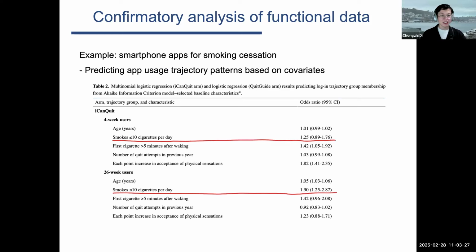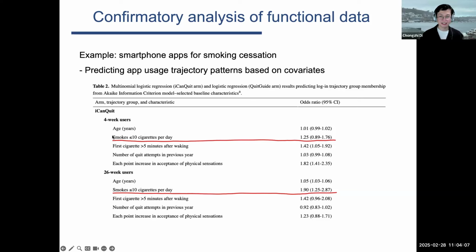The next issue is that we use the smartphone usage trajectory as the outcome and try to predict app usage trajectory patterns based on some baseline covariates. In this case, because there are 3 groups, 1 week users, 4 week users, 26-week users, we run multinomial logistic regression models using 1 week user as a reference, and then see how different baseline covariates predict people's tendency of having different usage patterns, right?